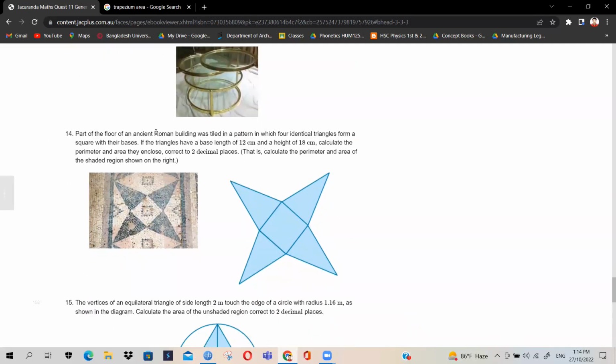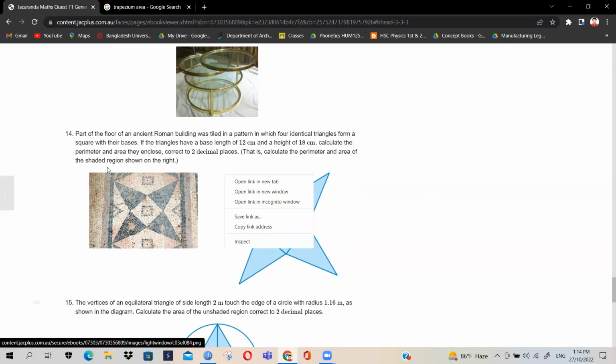The part of the floor of an ancient Roman building was tiled in a pattern in which four identical triangles form a square with their bases. If the triangles have a base length of 12 centimeters, that means the sides of the square also have length of 12 centimeters, and the height is 18 centimeters. Calculate the perimeter and area they enclose correct to 2 decimal places. Very easy. Actually, in this case, the area is easier.